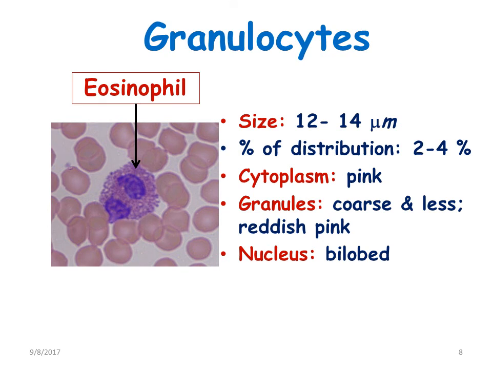How do we identify the eosinophils? Eosinophils also have almost the same size, 12 to 14 micrometers. Percentage of distribution is 2 to 4%. Cytoplasm is pink in color. The granules are coarse and fewer, and they pick up the reddish pink color, and the nucleus is generally bilobed.